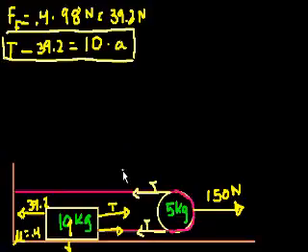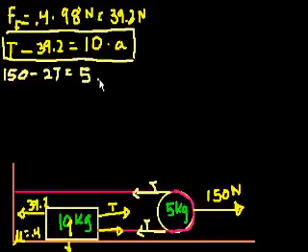So what are the net forces acting on this pulley? Well, you have 150 newtons to the right, and then it has a force of tension twice pulling to the left, right? Because the wire wraps around it. So minus 2T. And that equals the mass times the acceleration of this pulley. So that's the mass, which is 5 kilograms, times the acceleration of the pulley.